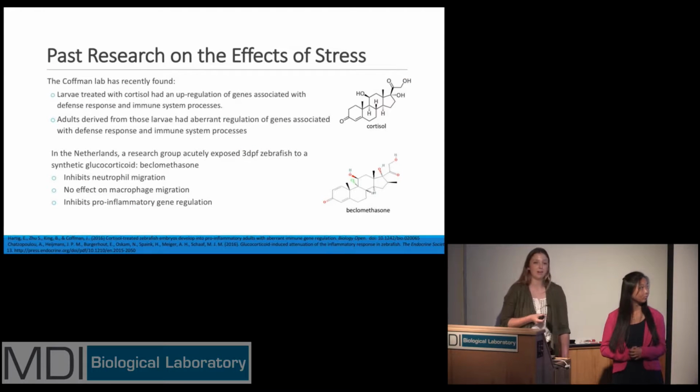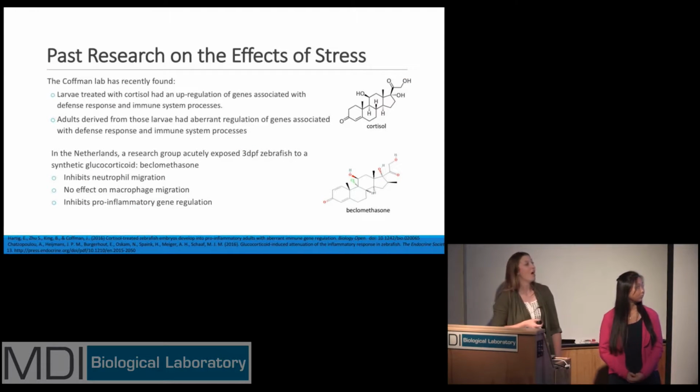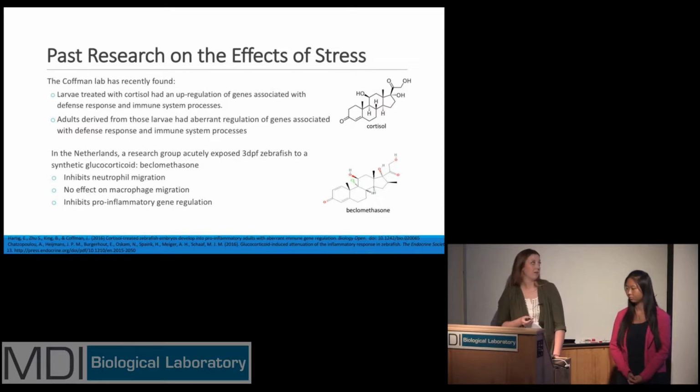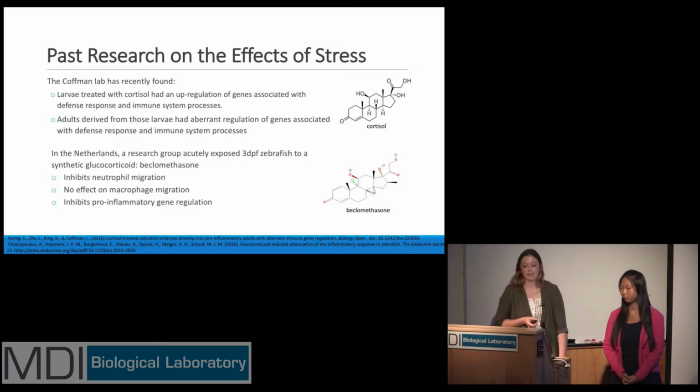Recently, the Kaufman lab has published a paper on how cortisol exposure affects zebrafish. What they found is that larvae treated with cortisol had an upregulation of genes associated with defense response and immune system processes. They also found that adults derived from these larvae had an abnormal regulation of genes associated with defense response and immune system processes.